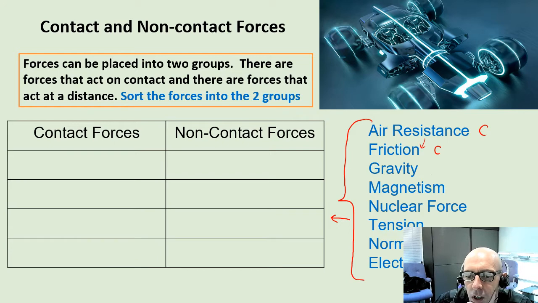Gravity, non-contact. Objects are drawn towards other objects by gravity. Magnetism, non-contact force. Nuclear force, non-contact. Tension, if we are both pulling on either end of a piece of elastic, the elastic is under tension. If we're both pulling on each end of a piece of wood, the piece of wood is under tension. Maybe it will snap because of the forces, but again, you have to be in contact. Electrical force, the electrostatic force, is non-contact, and normal force is a contact, and we'll talk more about that in a minute.